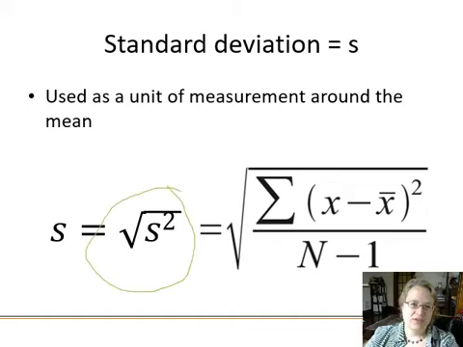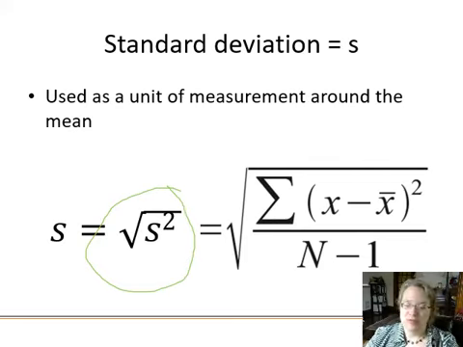So it's a unit of measurement around the mean, but in terms of genetics, we're going to be using the variance more than we're using the standard deviation. But I'd like you to be able to convert back and forth between the two. And I will give formulas, but you'll need to know what to do with the formulas.